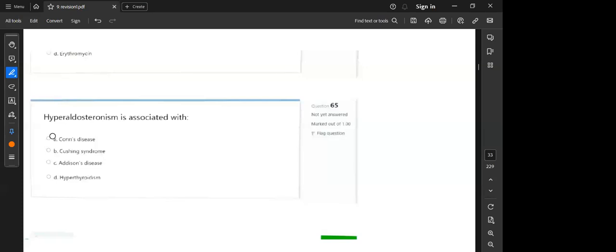Hyperaldosteronism is associated with Crohn's disease, Cushing syndrome, Addison disease, hyperthyroidism. I don't know if you guys have discussed, but I wasn't there. Can discuss those conditions except for hyperthyroidism. What is Crohn's disease? And what is Cushing syndrome and Addison disease? Kuna wenye anasema Cushing's, kuna wenye anasema Crohn's. Let's discuss. What's Crohn's disease? High levels of aldosterone.